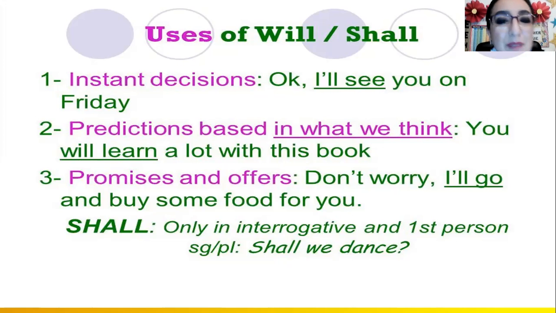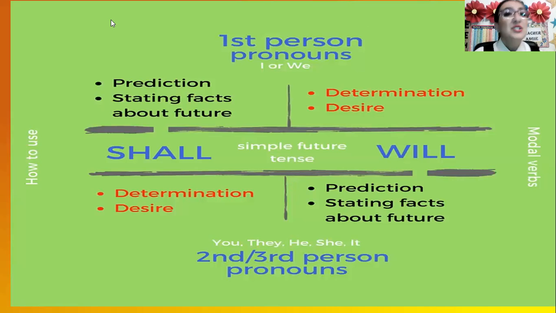This is shall. How we are going to be using this. Only interrogative and first person. Shall we dance? Okay. Shall and will. Simple future tense. Shall is going to be for predictions, stating facts about the future, determination and desire. Okay. And we'll remember determination, desire, prediction, stating facts, and about the future. Will is going to be for future. Okay. Second and third person with this. And the first person, I or we.